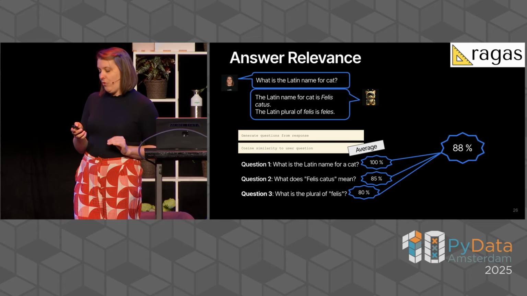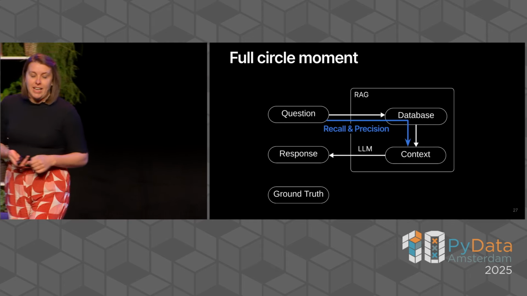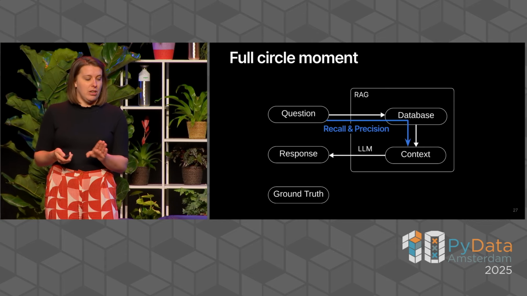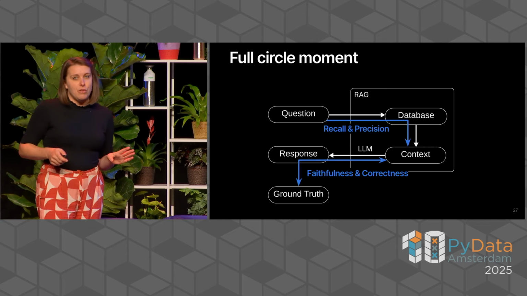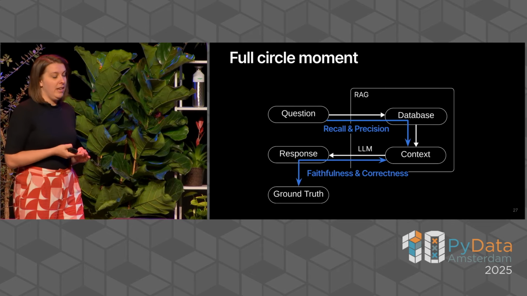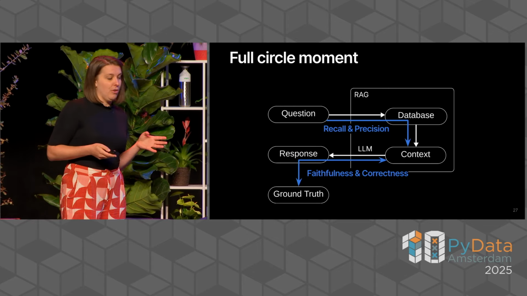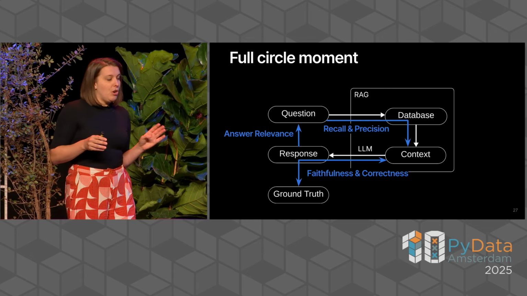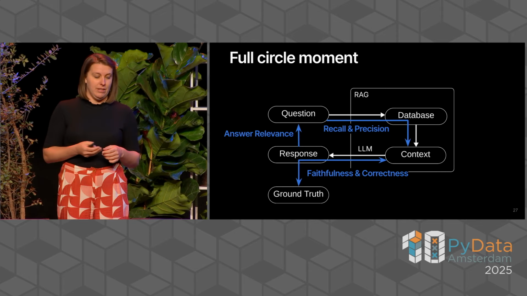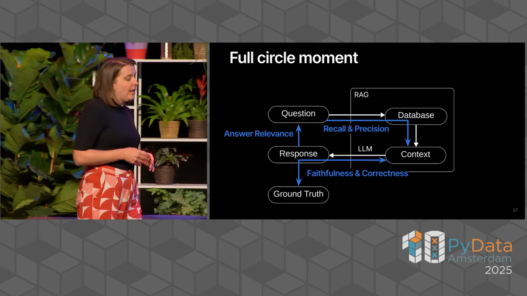Either way, we've reached a full circle moment. So we looked at the retriever in terms of recomposition. We looked at the quality of the response in terms of the retrieved context. And we looked at the quality of the response in terms of ground truth. And lastly, we also had a look at the response in terms of the answer relevance. And of course, there's more to chatbots than LLMs.